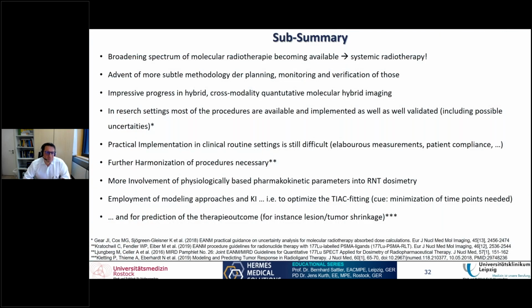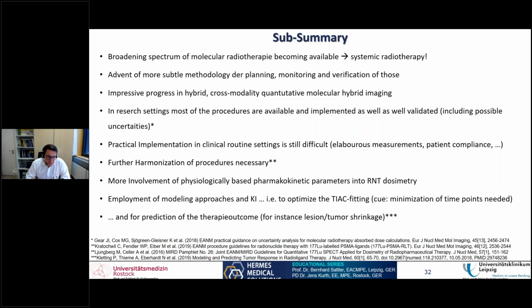So a summary would be that we have a broadening spectrum of molecular radiotherapy becoming available. Systemic radiotherapy, we would call it. We have an advent of more subtle methodology of planning, monitoring and verification of those therapies. We have impressive progress in hybrid cross-modality quantitative molecular hybrid imaging, and in research settings, most of these procedures are available and implemented as well-validated tools to assess uncertainties. And that's a different story here in radiotherapy with radionuclides compared to external beam radiotherapy. The practical implementation in clinical routine settings is still difficult because it's very elaborate, and patient compliance is a completely different topic as compared to external beam radiotherapy.